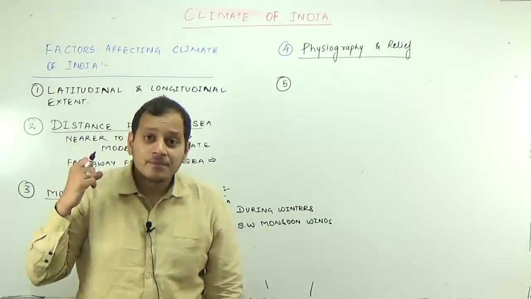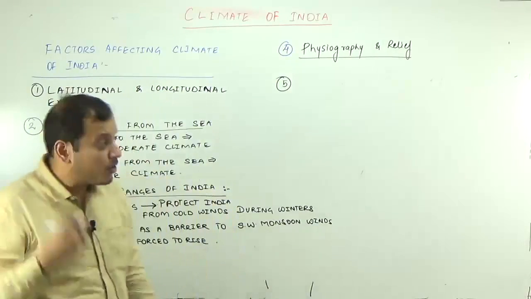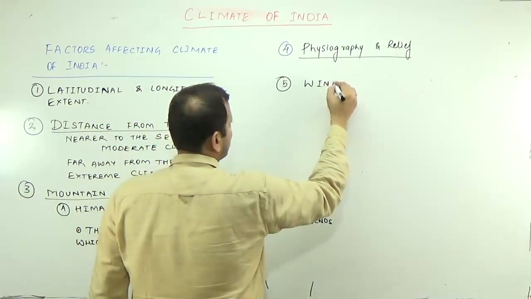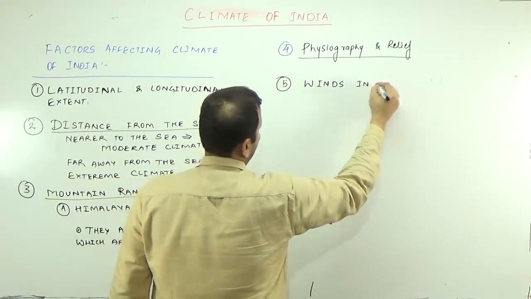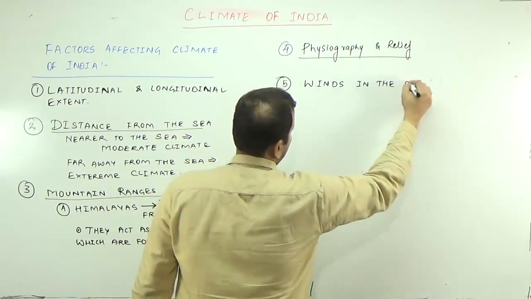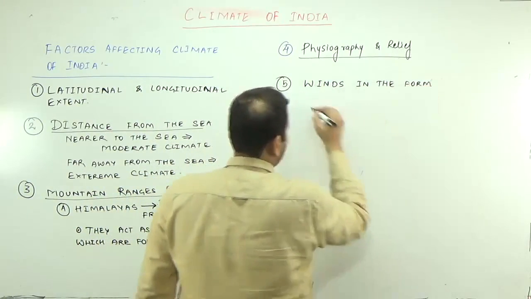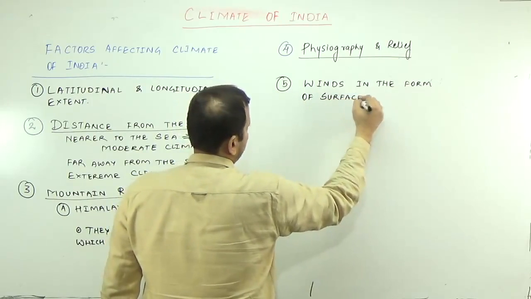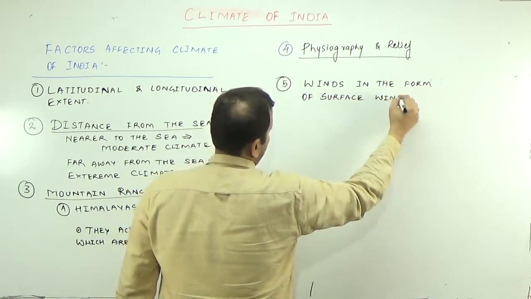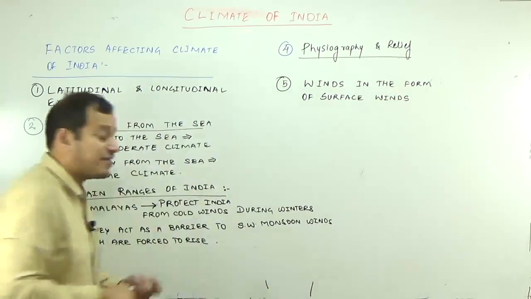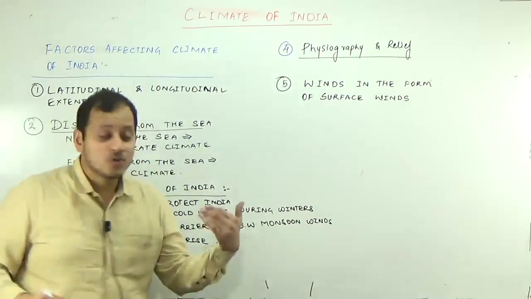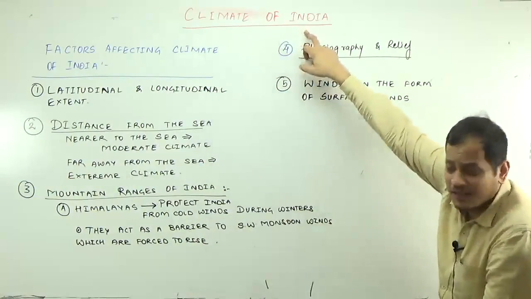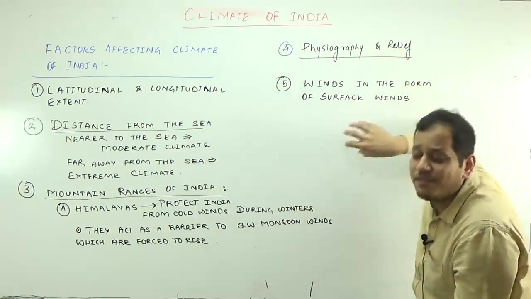Then the other factor which affects the monsoon is the winds itself. Wind direction, winds in the form of surface winds, that is southwest monsoon winds, northeast monsoon winds. Obviously, they are affecting the climate of India. Therefore, we are taking this itself as a factor.